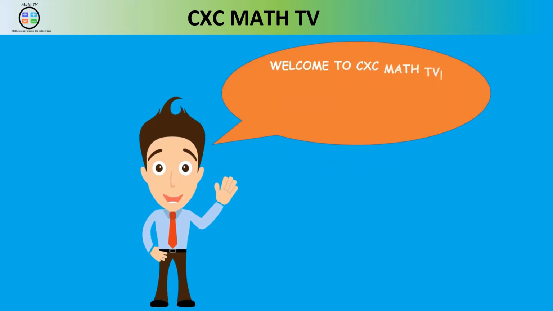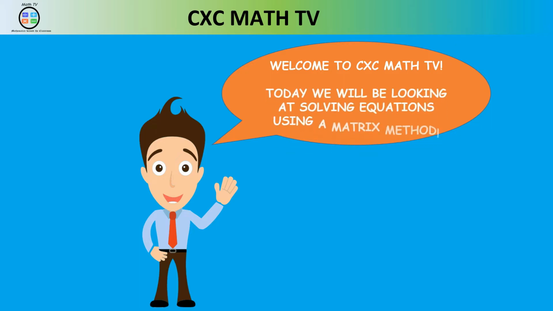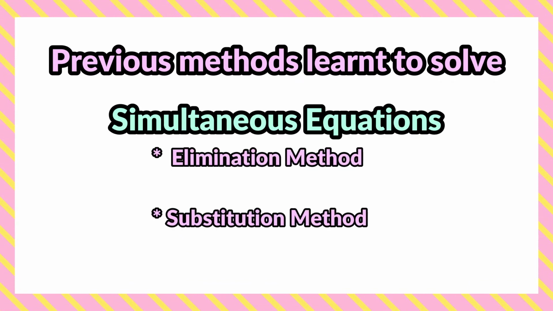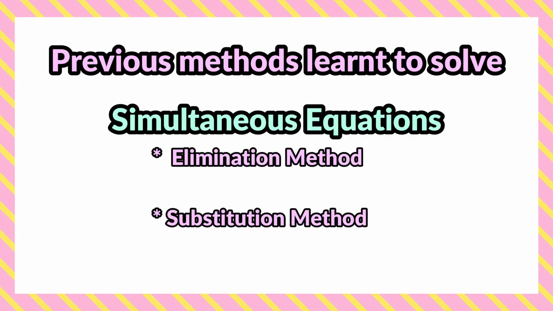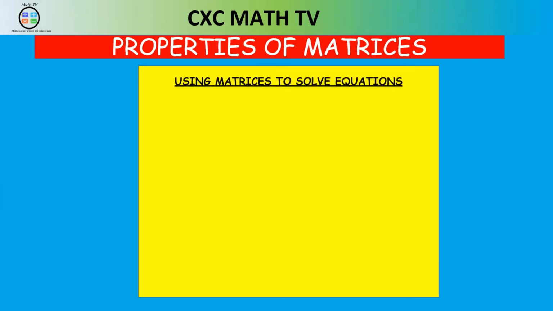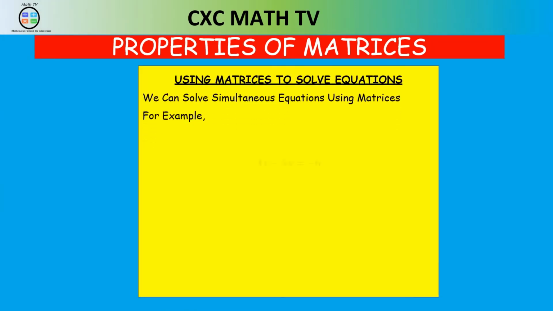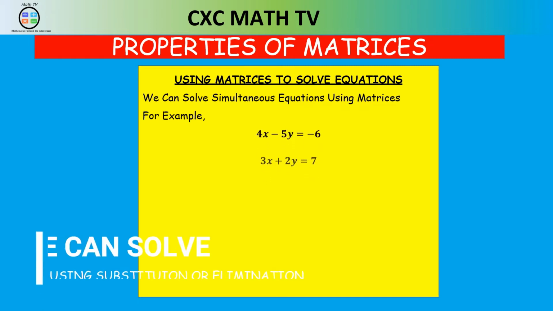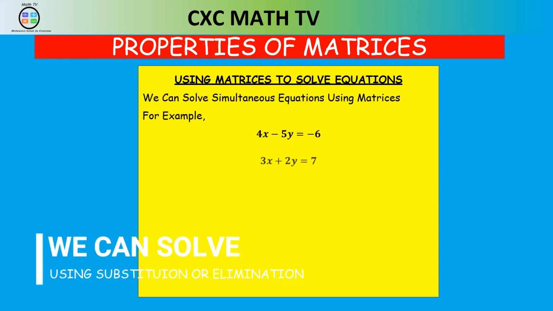Today we will be looking at solving equations using a matrix method. Really nice. So we can use matrices to solve simultaneous equations. For example, 4x minus 5y equals negative 6 and 3x plus 2y equals 7. We know how to solve this using other methods like substitution and elimination.